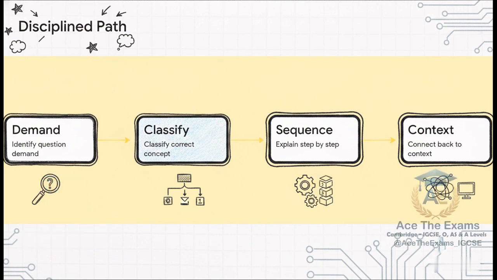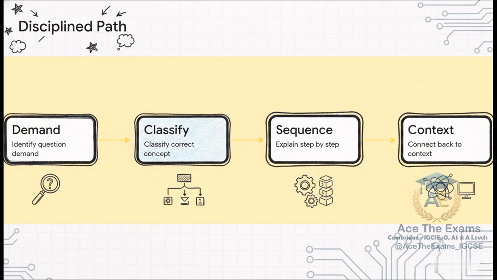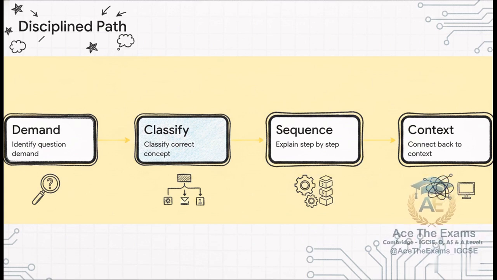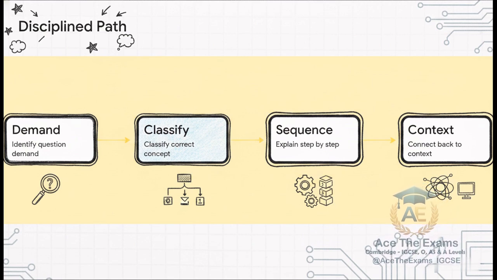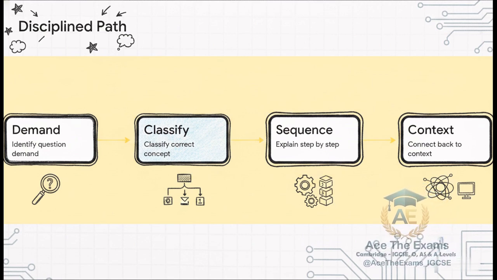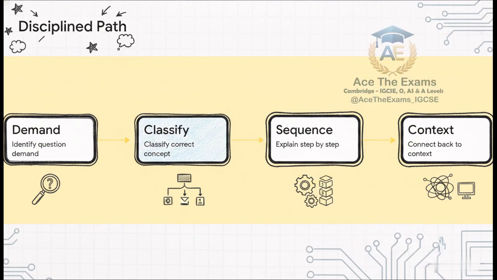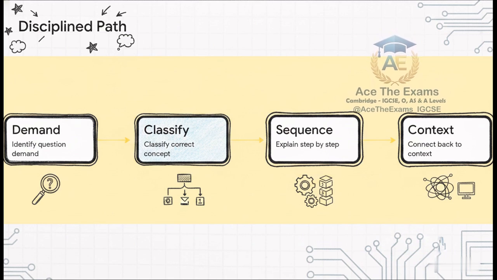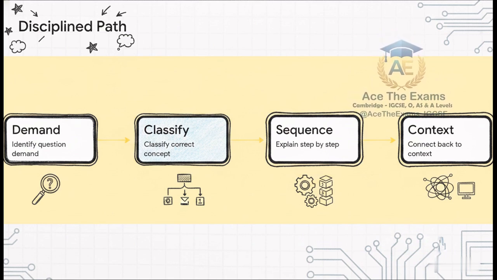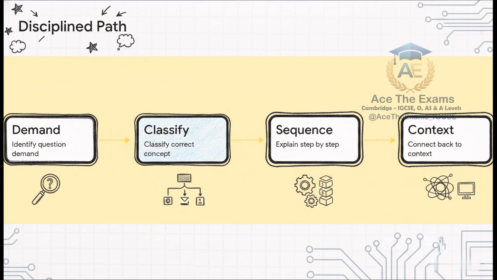First step, identify the question's demand. What is it literally asking you to do? Second, classify the correct concept. Third, explain the sequence step by step in total logic. And fourth, and this is the absolute crucial one, connect your explanation straight back to the specific context provided in the prompt. Just brain-dumping facts in a random order won't cut it. This precise four-step sequence is what produces that clear, structured reasoning that examiners practically beg for.